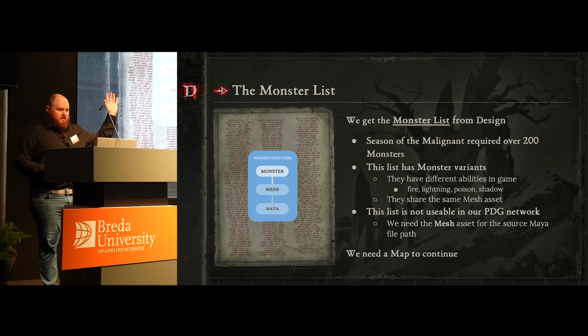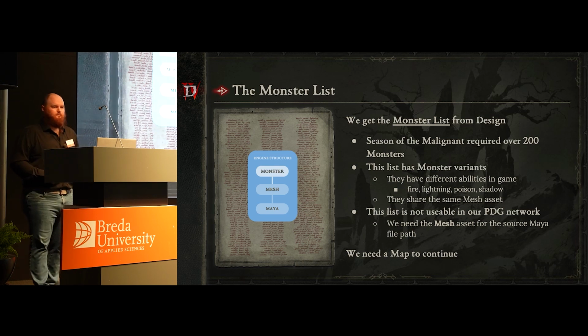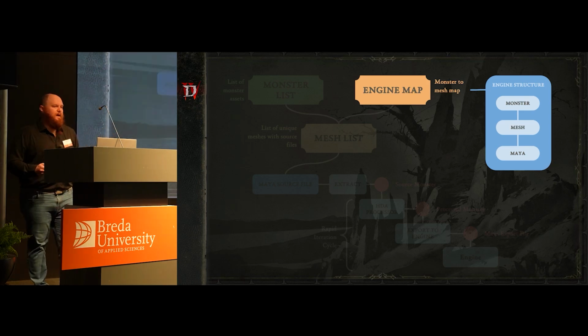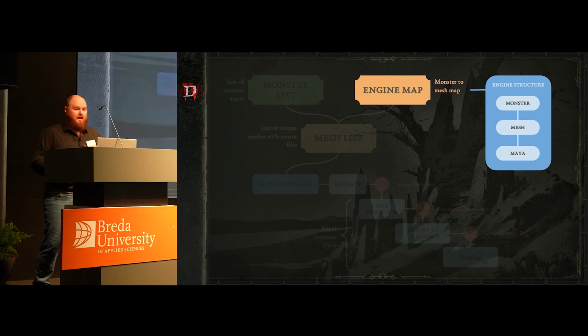So if we look back to our engine guide, the type of asset is at the top there, where the monster is, and we need to get down to that Maya file. So we need a map to continue. In our handy guide, the map sits here. The engine map is essentially a list of monster to mesh asset. From that, we can then get the Maya file path.